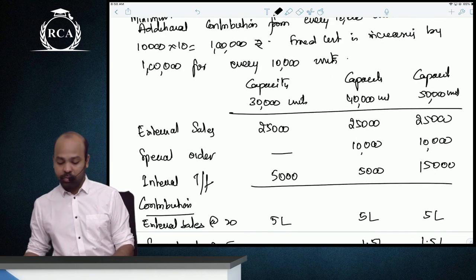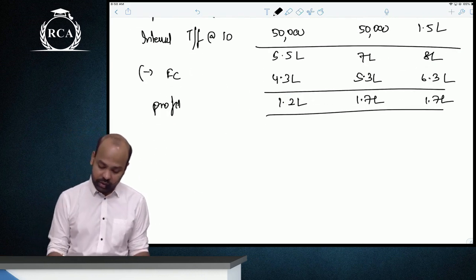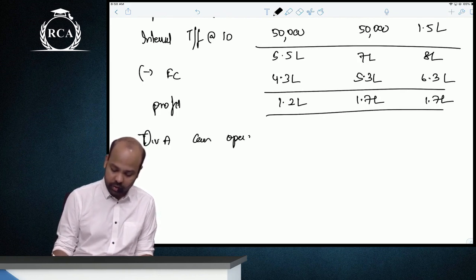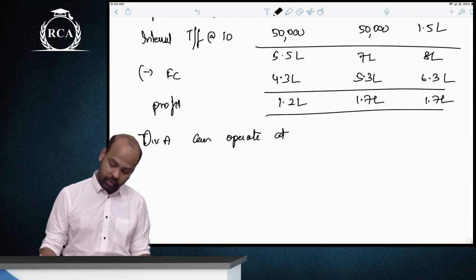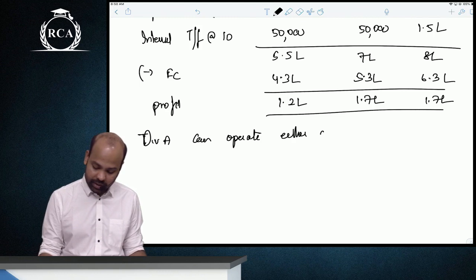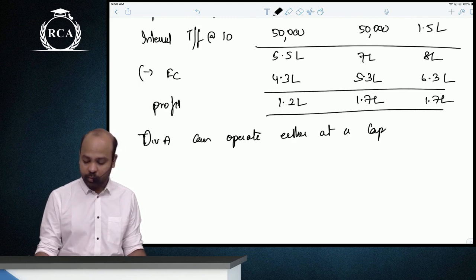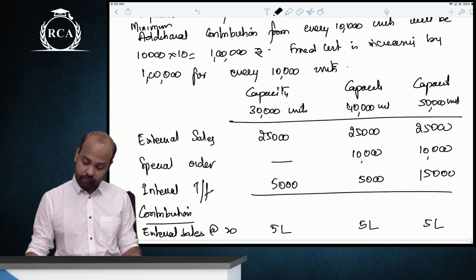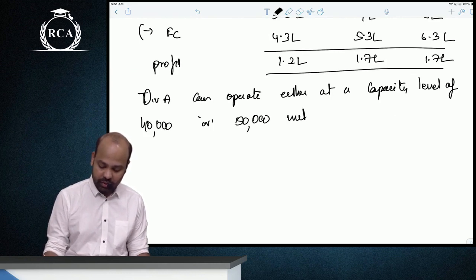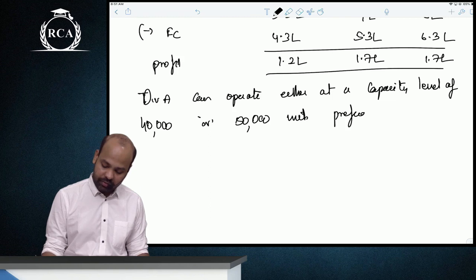So the company can operate either at a capacity level of 40,000 units or 50,000 units, we are indifferent. This is from the viewpoint of the company. Division A can operate at 40,000 or 50,000 units, preferably 50,000 units. Manufacture more and transfer more.